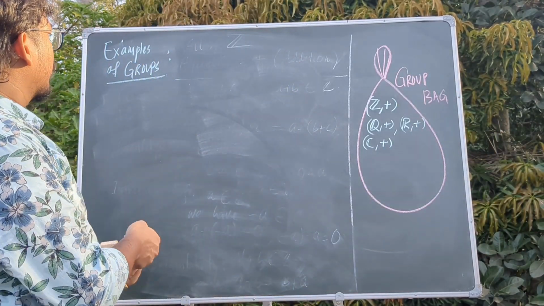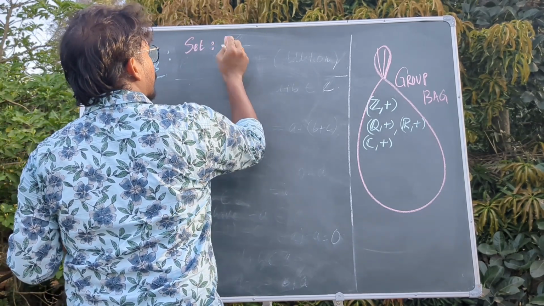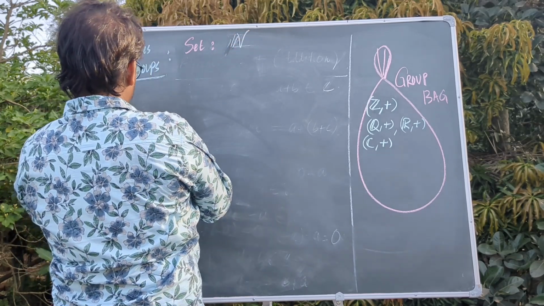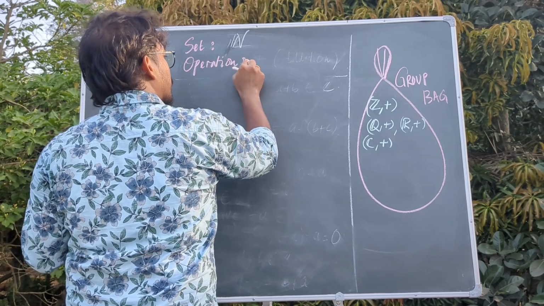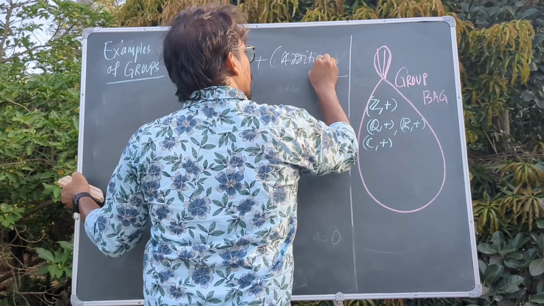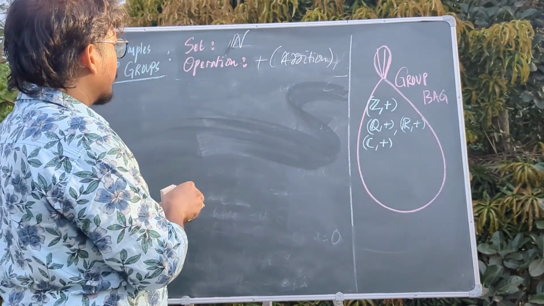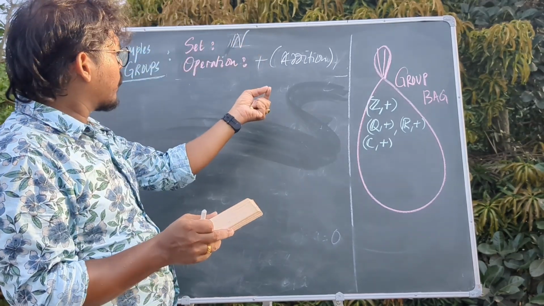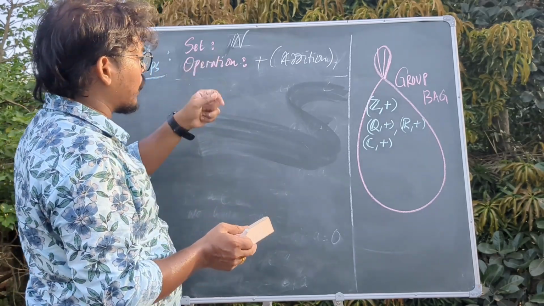Next we will have the set of natural numbers. The operation is the same, addition. The closure property will work, because if we take any two natural numbers and add them, the result is also a natural number. Associativity also holds in the set of natural numbers.